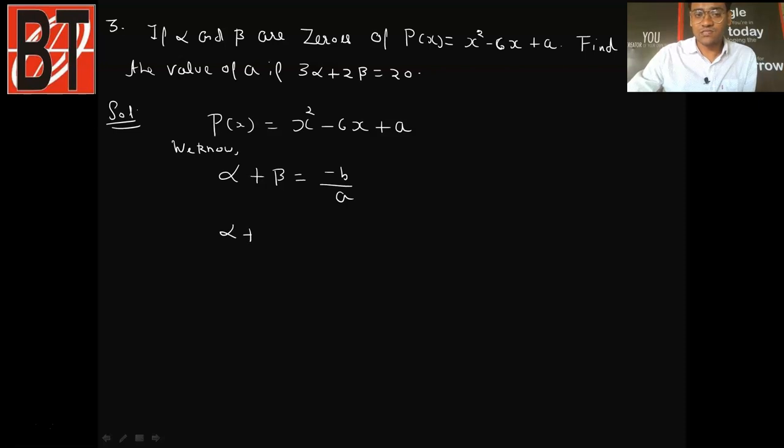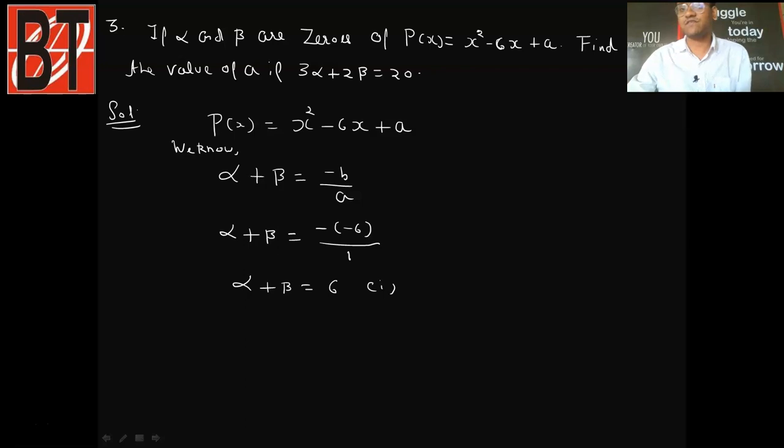Okay, so here since alpha and beta are zeros and the value of b I can observe is minus 6, and the value of a is plus 1. Clear? So I'm going to get alpha plus beta as minus minus plus 6, equation number 1. Now students, we have alpha plus beta, and we also have a relation between alpha and beta: 3 alpha plus 2 beta is equal to 20.